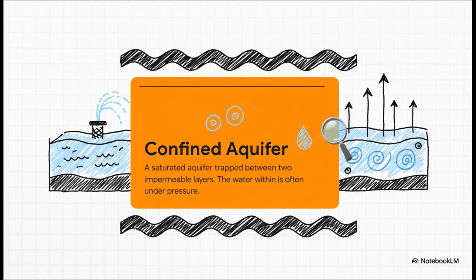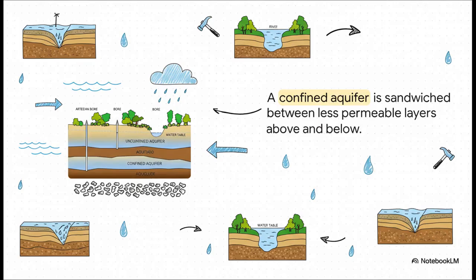Now, this is a layer of water-bearing rock that's trapped, it's confined, between two layers that water can't easily pass through. So imagine our water-filled sponge again, but this time it's sandwiched between two sheets of plastic. It's sealed off, and that creates a really special condition, pressure, a whole lot of pressure. And you can literally see that water sandwich right here in this diagram. You've got that unconfined aquifer up near the surface, but look deeper down. There's our confined aquifer, just squeezed between those impermeable layers above and below it.